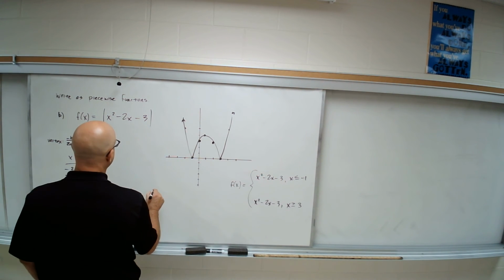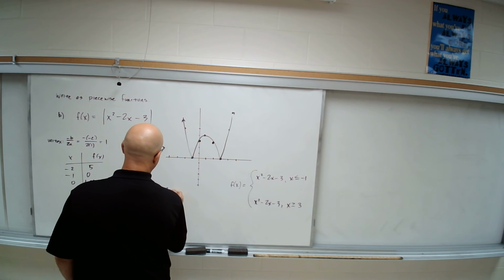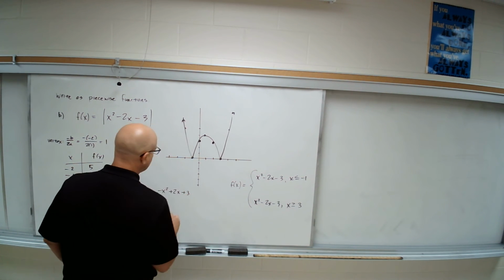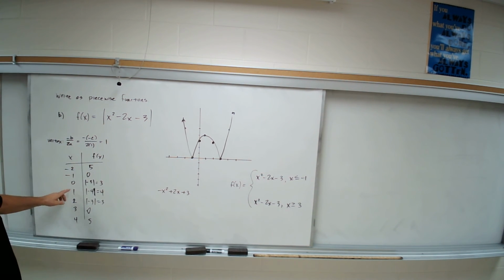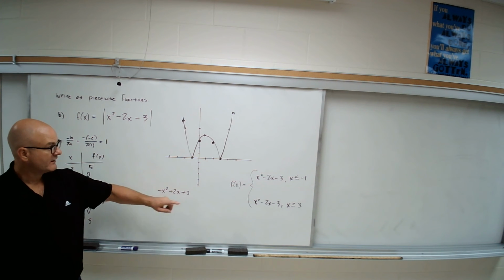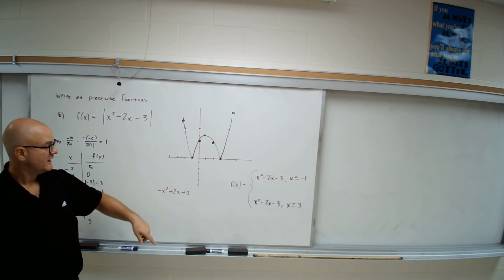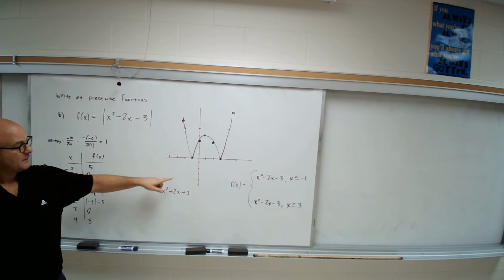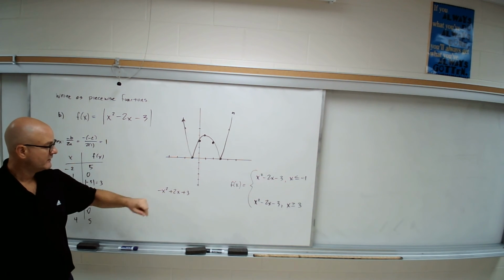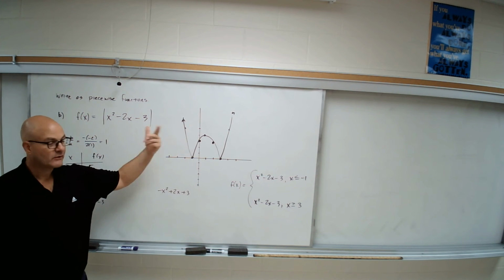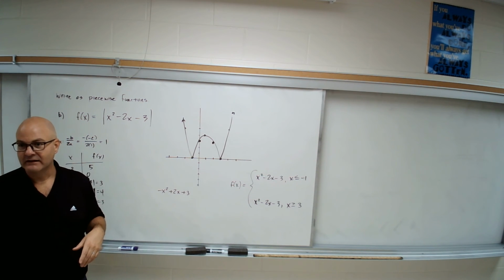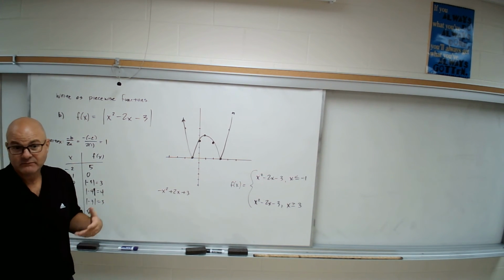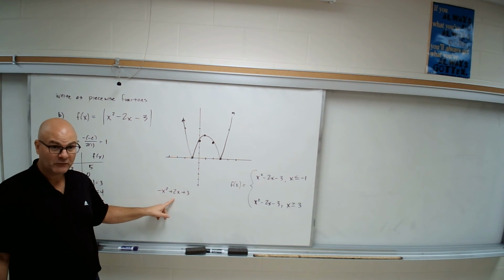So if we said, well, let's see, is it negative x squared plus 2x plus 3? If I put 0 in here, I get 3, right? If I put 1 in here, I get 4. If we put 2 in here, we get 3. Yeah, this is the same thing. I was trying to make it more complicated. So that would be the middle function, right?